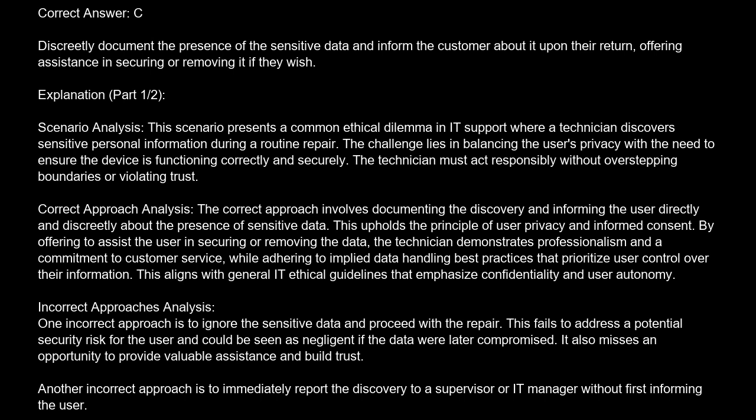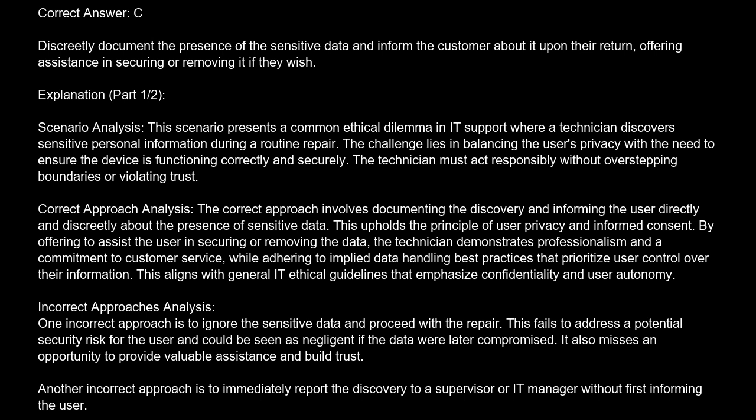Explanation. Scenario analysis. This scenario presents a common ethical dilemma in IT support where a technician discovers sensitive personal information during a routine repair. The challenge lies in balancing the user's privacy with the need to ensure the device is functioning correctly and securely. The technician must act responsibly without overstepping boundaries or violating trust.